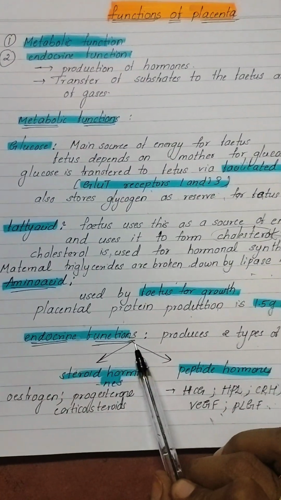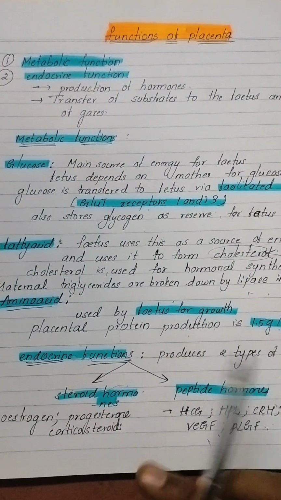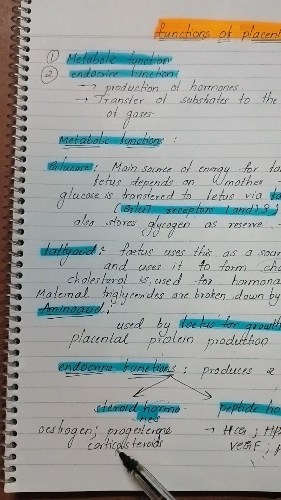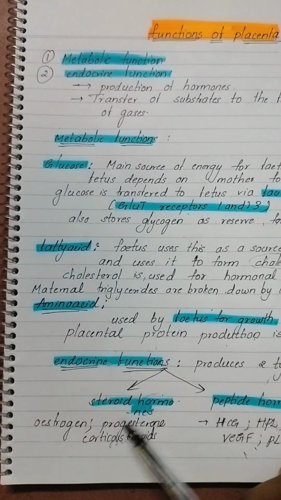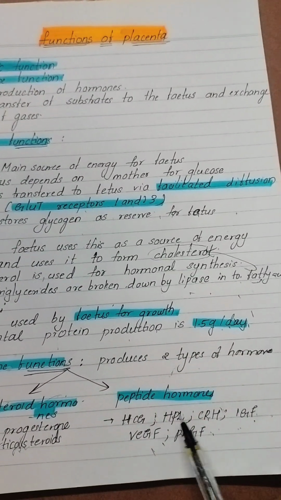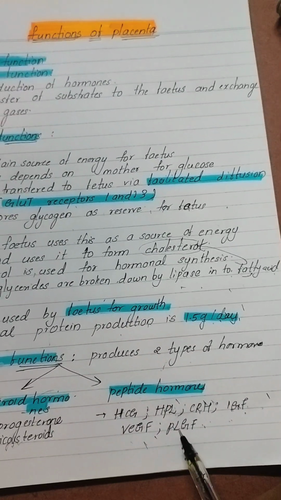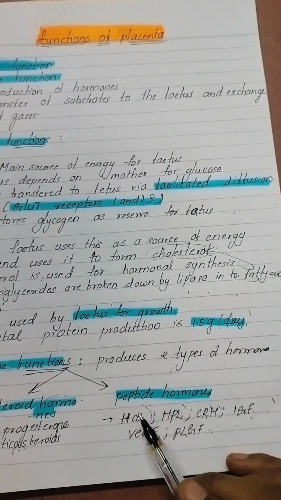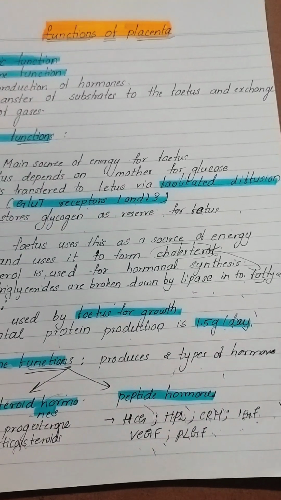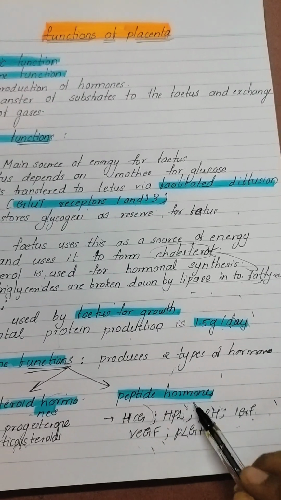So, endocrine function. In endocrine function, it produces two types of hormones. They are steroidal hormones and peptide hormones. The steroidal hormones include estrogen, progesterone, and corticosteroids. I think we can remember this easily. Next, peptide hormones: HCG, HPL, CRH, IGF, VEGF, PLGF. HCG means human chorionic gonadotropin. This is used for the identification of pregnancy. I think we all know that.